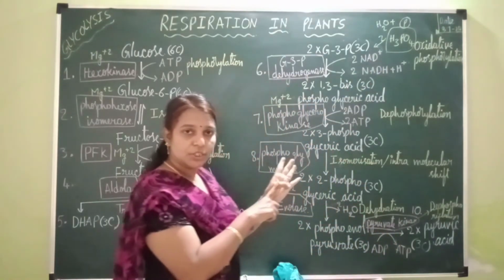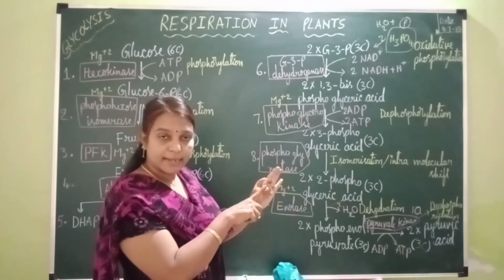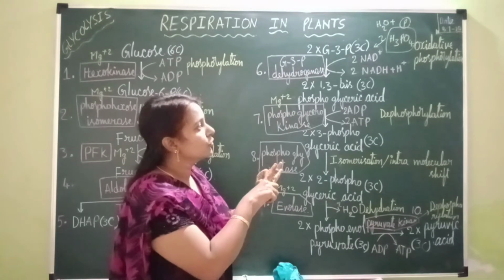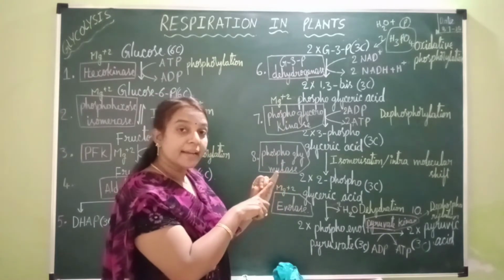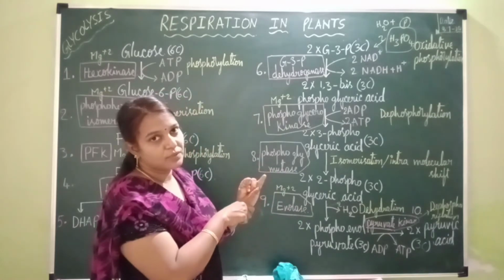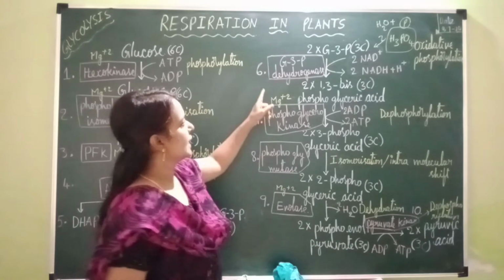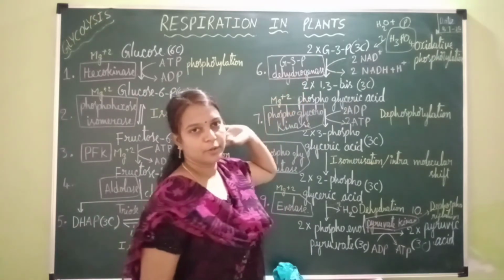So due to oxidation or dehydrogenation, two molecules of NADH, NADH plus H+, are released, and due to phosphorylation and hydration in the form of H3PO4, G3P has been converted into 1,3-bisphosphoglyceric acid, and this step is catalyzed by the enzyme G3P dehydrogenase.